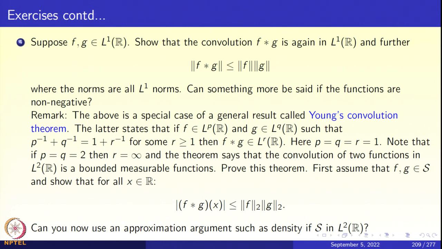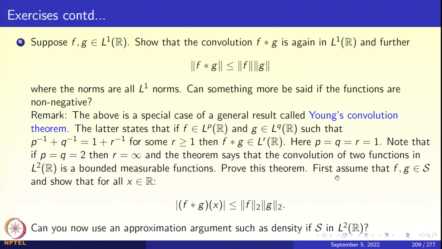On the other hand, the other interesting case is when p and q are both 2. If p is 2 and q is 2, then 1 upon r must be 0, so r must be infinity. So Young's convolution theorem says that if you take two functions f and g in L2, then the convolution should be in L infinity. The product will be in L1, of course, but the convolution will be in L infinity. That's what Young's convolution theorem is trying to say. Can you prove that if f and g are in L2, then f star g is in L infinity?